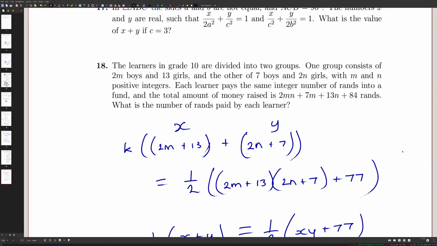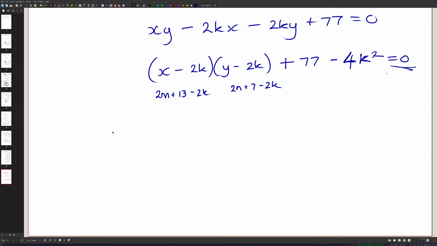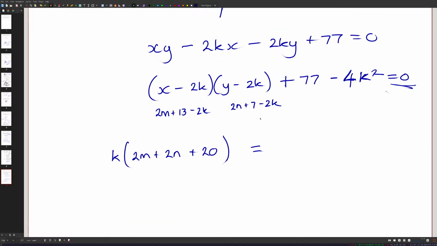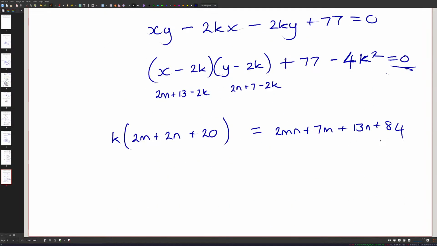Okay, let's try the long way. Let's go back to, we have k times 2m plus 2n plus 20 has to be equal to 2mn plus 7m plus 13n plus 84. Was that the number? So the other thing that we know from this is that 2m plus 2n plus 20 has to be a factor of 2mn. But we're going to end up with the same thing.